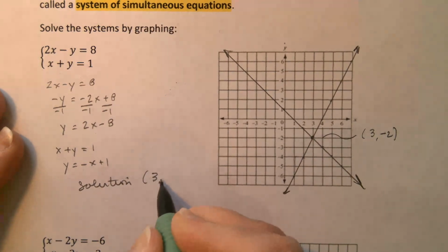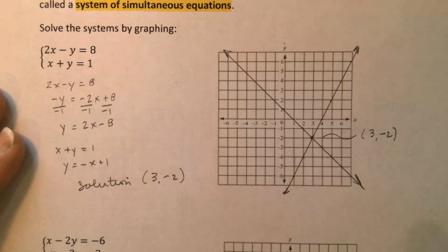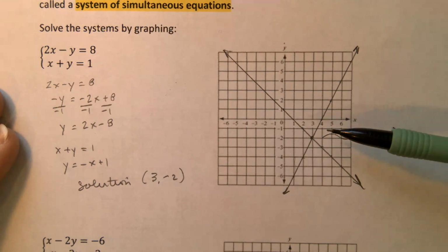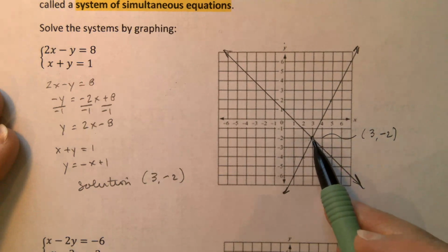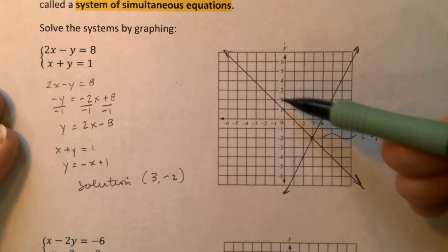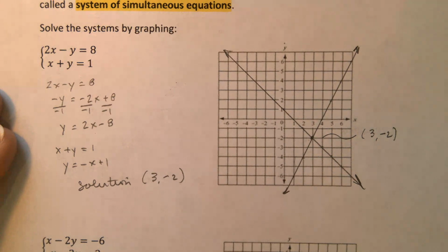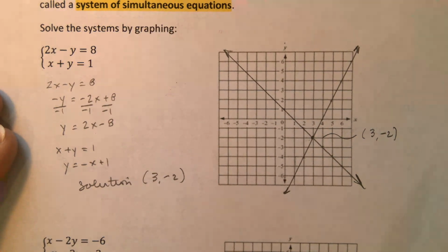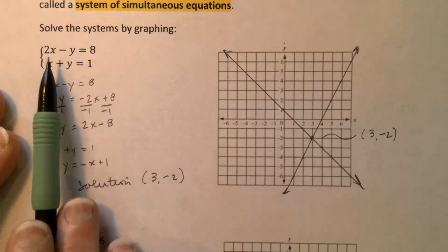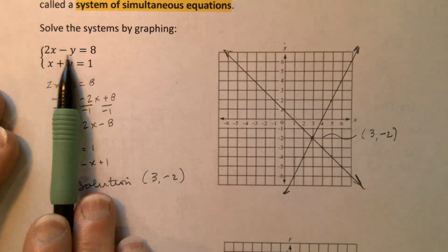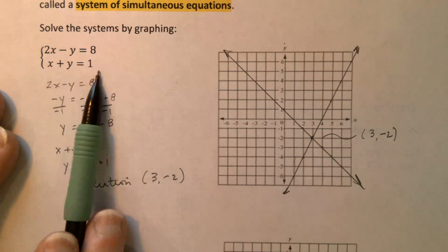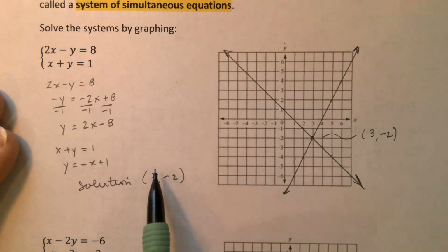It's the point (3, negative 2). Basically what that means is it's the point that makes both equations true. So the solution to a system is the point or points that make every equation within that system true. So (3, negative 2) is a point on this line, and it's also a point on that line. It's the only point that both lines share, so that is the solution. And we can double check by plugging in. So 2 times 3 would be 6, 6 minus negative 2 would be positive 8. 3 plus negative 2 is 1. Okay, so this is the solution.